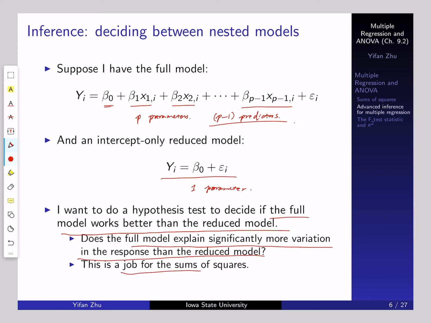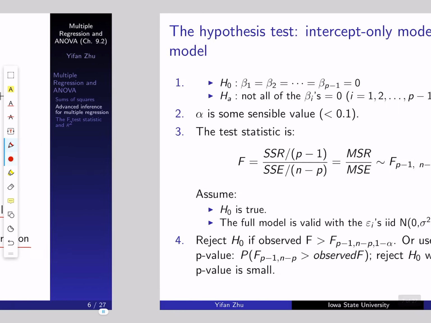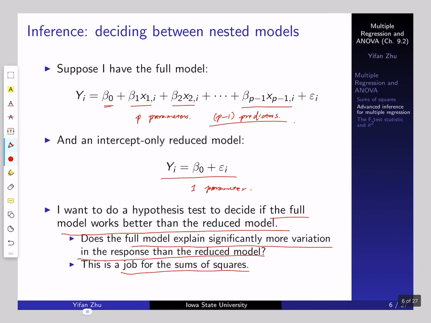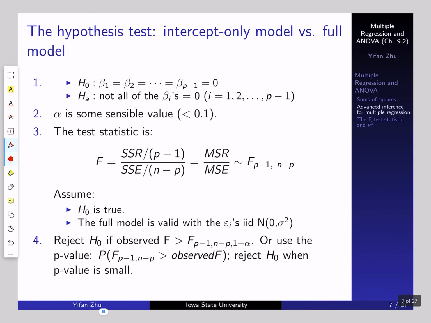And this is just for the sum of squares. And writing this test, whether the full model works better than the reduced model, in a mathematical way is like this. H naught is just two models.